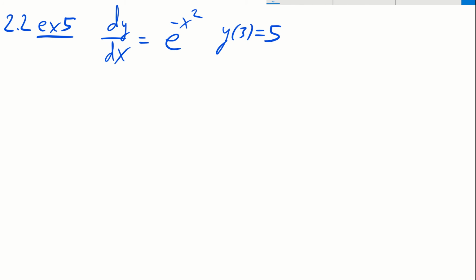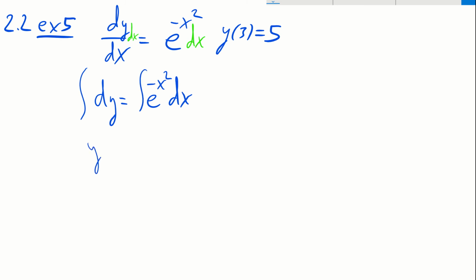Not every function has, however, an elementary antiderivative, and that's indicative of what's going to happen here in example 5. This is another separable differential equation. You can multiply both sides by the dx, as we normally would. We would get dy equals e to the negative x squared dx. The next step would be to go ahead and integrate both sides. We can integrate the left-hand side to get y. That's not an issue.